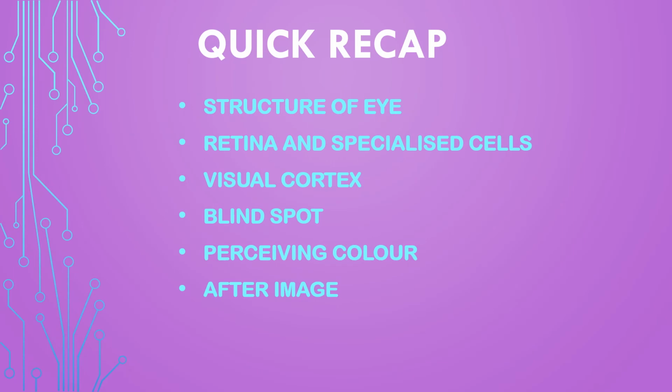Now let's have a quick recap on what we have learned. We have learned the structure of the eye, the retina and the specialized cells like rod cells and cone cells. Then the visual cortex, and how the information is transmitted from the retina to the visual cortex in the brain. Then the blind spot in the retina, then how we perceive color and the afterimage effect.